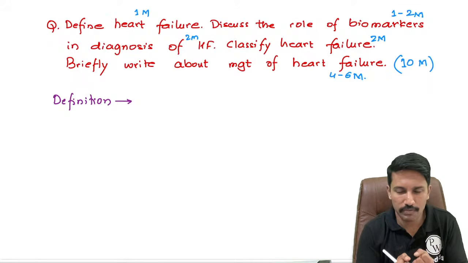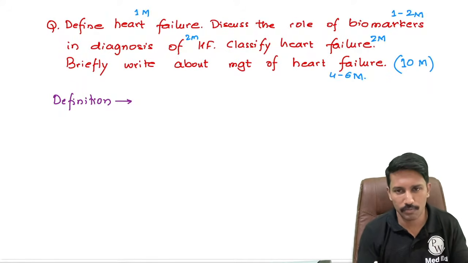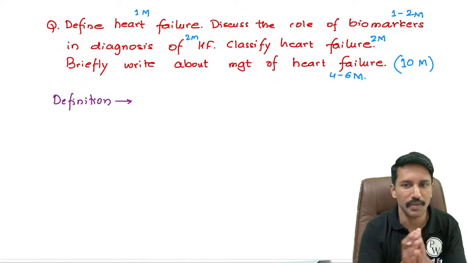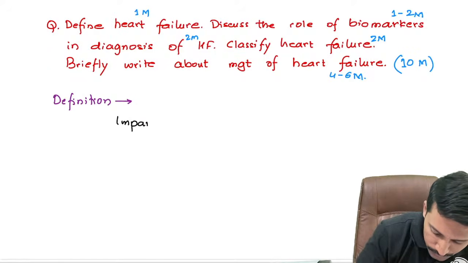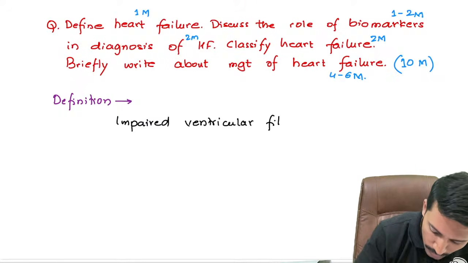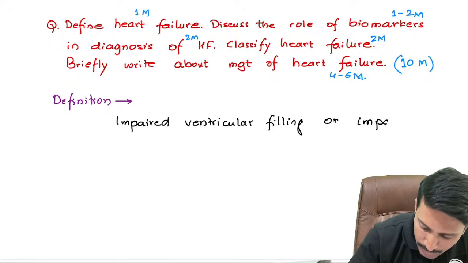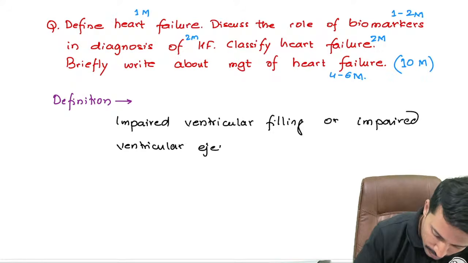When the heart receives the blood and fills the ventricle, that phase is called ventricular filling. And when they contract and eject the blood to distribute to the tissues or the lungs, we call it ejection. So heart failure is defined as impaired ventricular filling, where either ventricle is not able to fill, or impaired ventricular ejection.